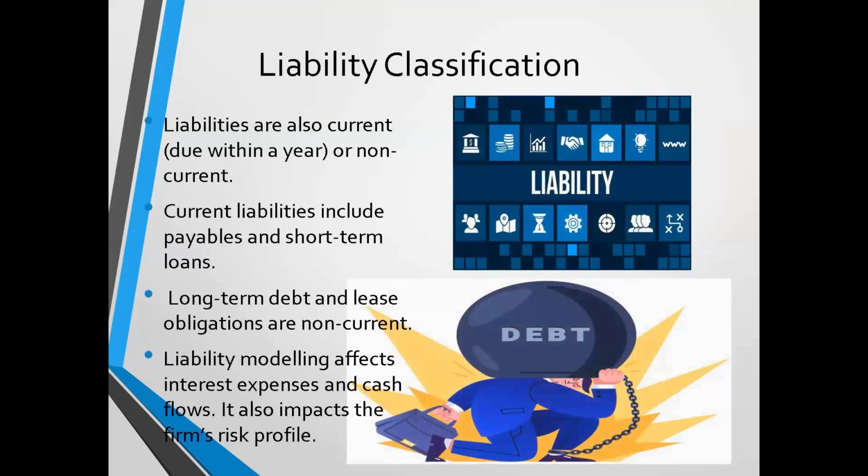Liability classification. Liabilities are also current, which are due within a year, or non-current. Current liabilities include payables and short-term loans. Long-term debt and lease obligations are non-current. Liability modeling affects interest expenses and cash flow. It also impacts the firm's risk profile.